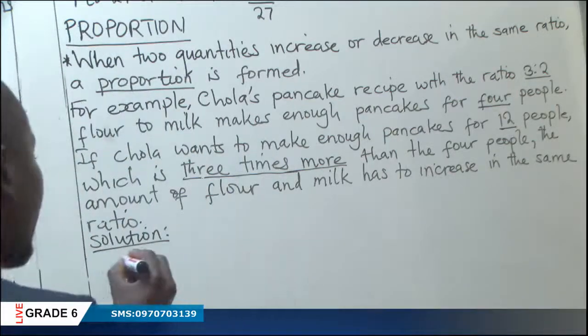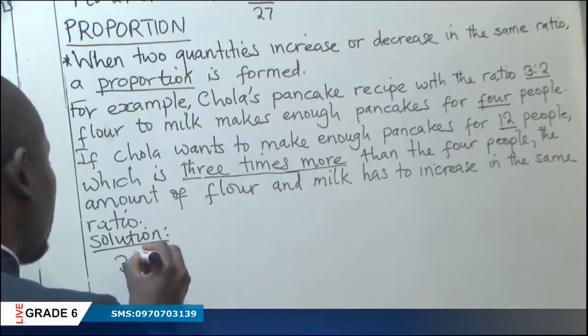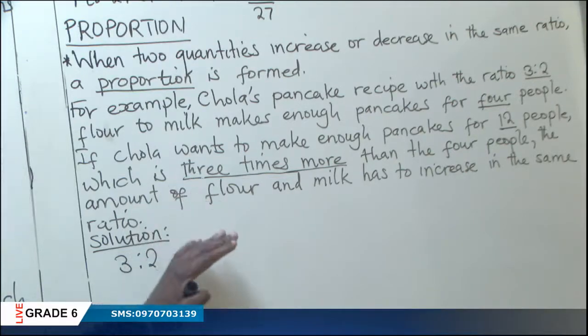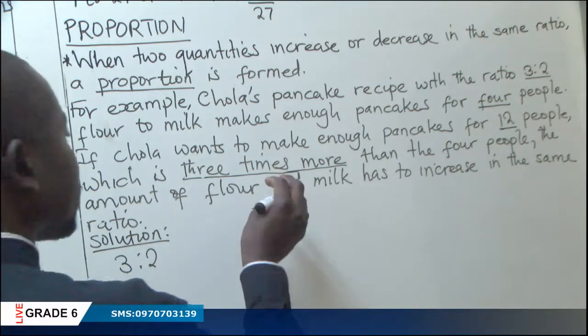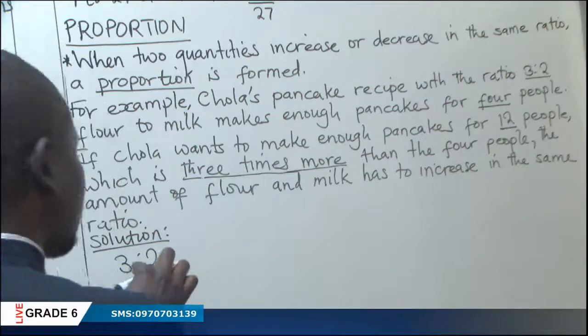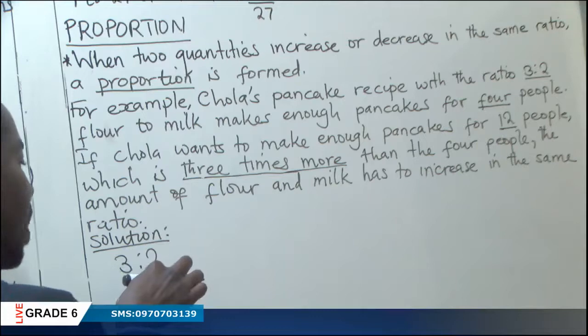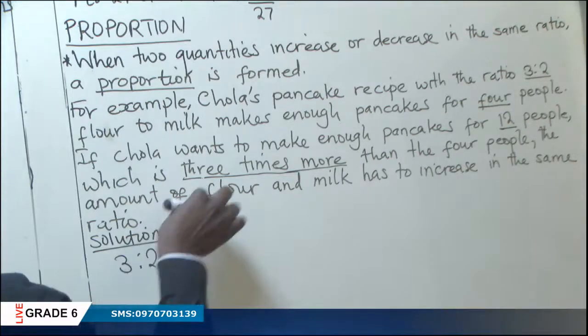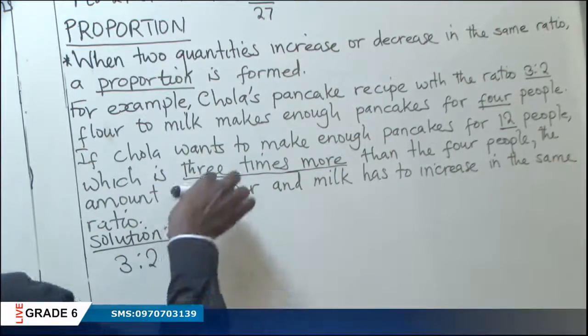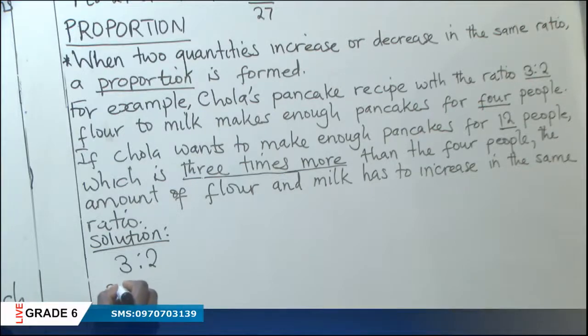Now, there we have 3:2, the ratio which is for 4 people. For us to get the ratio for 12 people, what are we going to do? We are going to multiply 3 times 3, and again, we are going to multiply 2 times 3. I want you to follow.